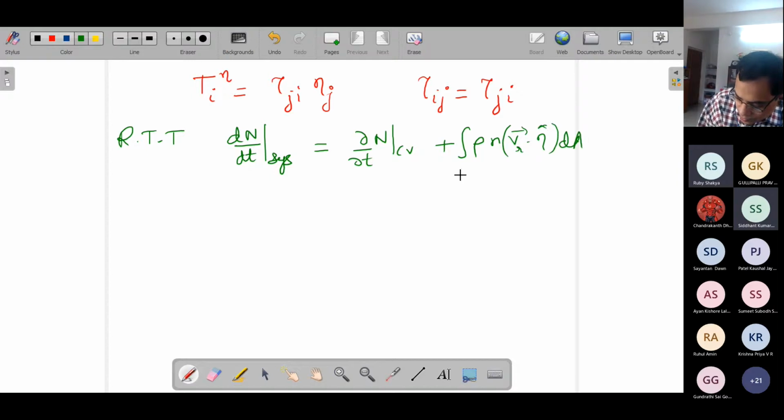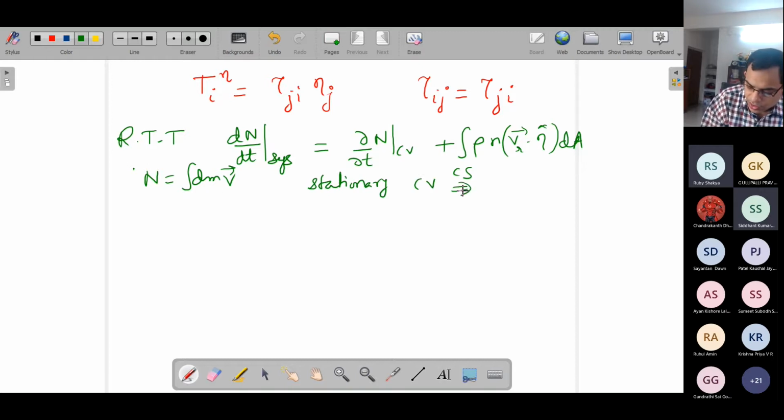So this is the Reynolds transport theorem for any arbitrary extensive property capital N. As we know, and in fact we have applied it for linear momentum earlier, if you consider the linear momentum, and also a stationary control volume, that means the relative velocity and the absolute velocity are the same.